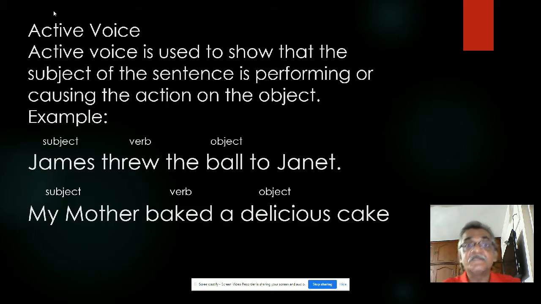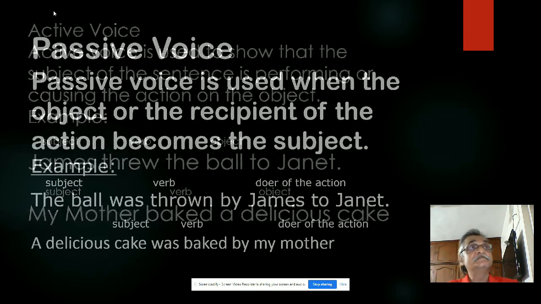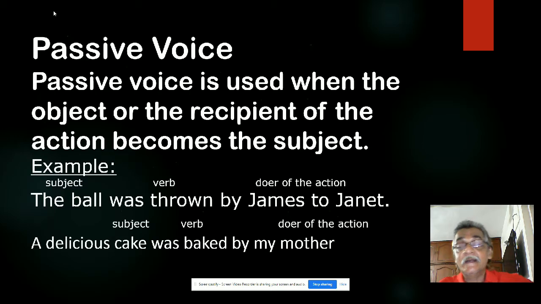In the next sentence, my mother baked a delicious cake. My mother is the subject, baked is the verb, and the object, the delicious cake. What is the passive voice now? A passive voice is used when the object or the recipient of the action becomes the subject.